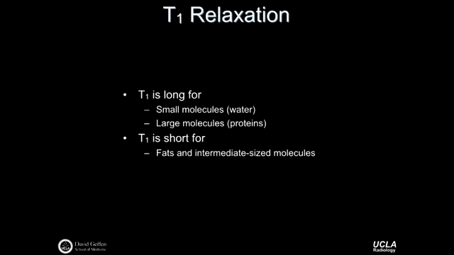We can talk a little bit about when is T1 long and when is T1 short. T1 in general is going to be long for small molecules, things like water, but it's also going to be long for large molecules like proteins. So it has a sort of quadratic behavior, if you will, with regard to the length scale of things. In general, T1 is going to be short for things like fats. Remember, fats have hydrogen in them. They're not bound as water typically, but as CH groups. And it's going to be short for other sort of intermediate-sized molecules.